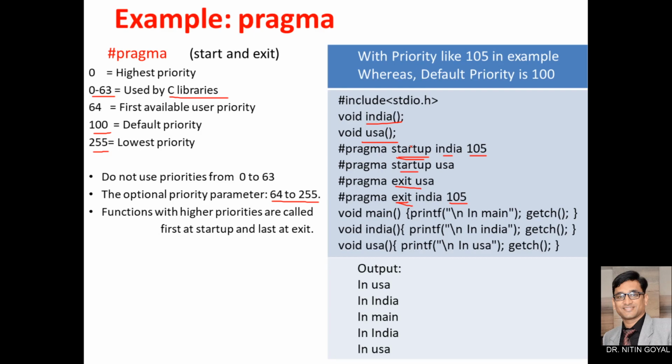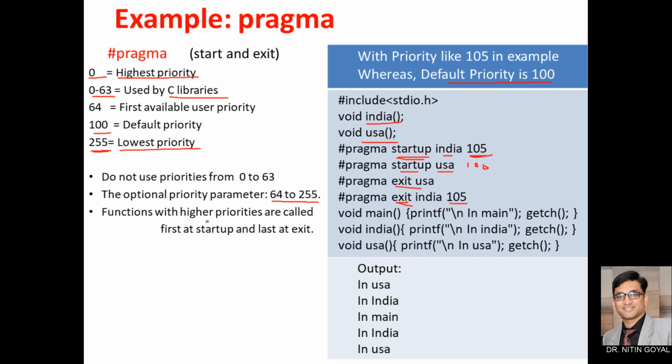While doing startup, the higher the value of priority, the lower the priority will be given. Why? Because the higher the number, the lower the priority; the lower the number, the higher the priority. So in this case, India is assigned the value 105, whereas USA is not assigned any value. And if no value is assigned, then the default priority is 100. That means the priority of USA is automatically becoming 100, whereas the priority of India is 105.